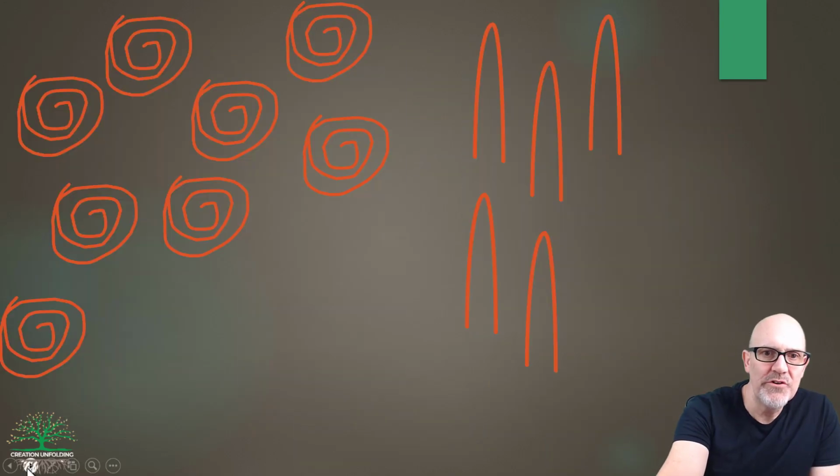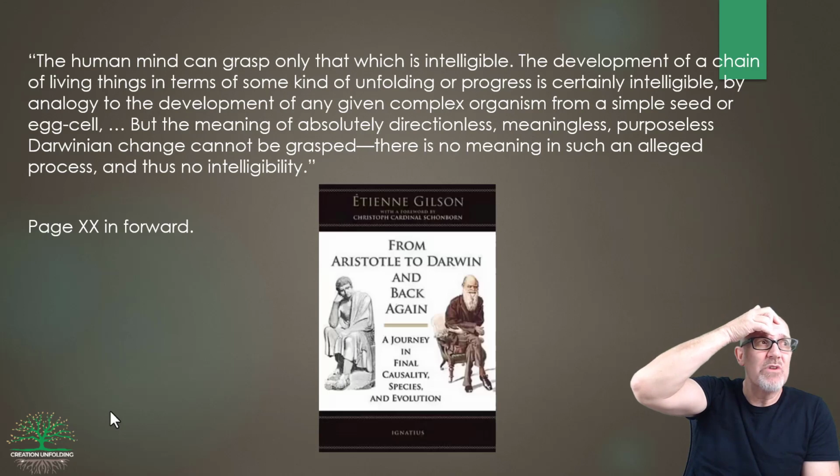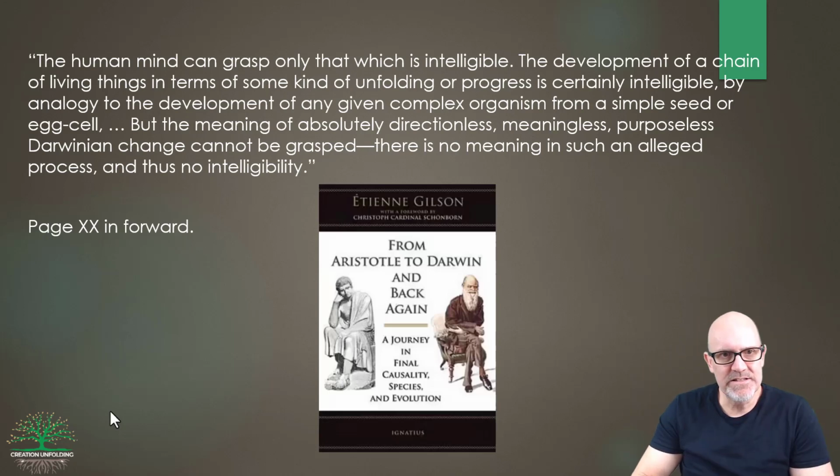And there's a couple of interesting quotes as well that I just want to finish off with here. So there's this one. This is from a philosopher of science, and I think it was written about the 60s or the 70s, maybe the 80s. Etienne Gilson. And if you get a chance, read this book. It's really interesting. But he's talking about the concept of teleology, that we can't escape the reality of teleology in nature. So this is actually not from Gilson. This is actually from the person who wrote the foreword. But he says this: the human mind can grasp only that which is intelligible. The development of a chain of living things in terms of some kind of unfolding or progress is certainly intelligible, by analogy to the development of any given complex organism from a simple seed or egg cell. But the meaning of absolutely directionless, meaningless, purposeless Darwinian change cannot be grasped. There is no meaning in such an alleged process, and thus no intelligibility.